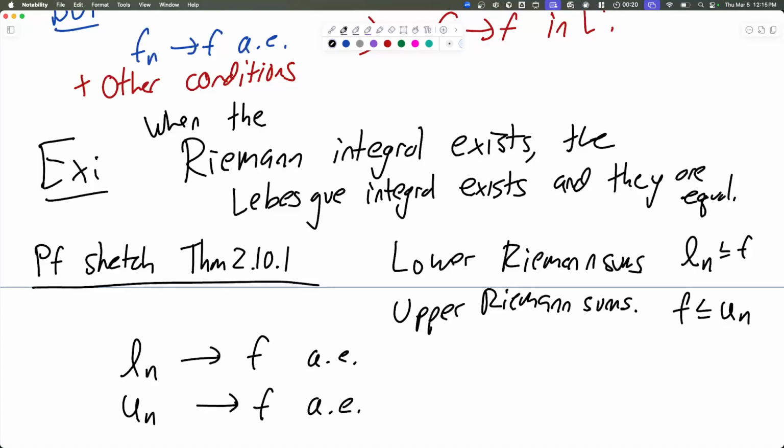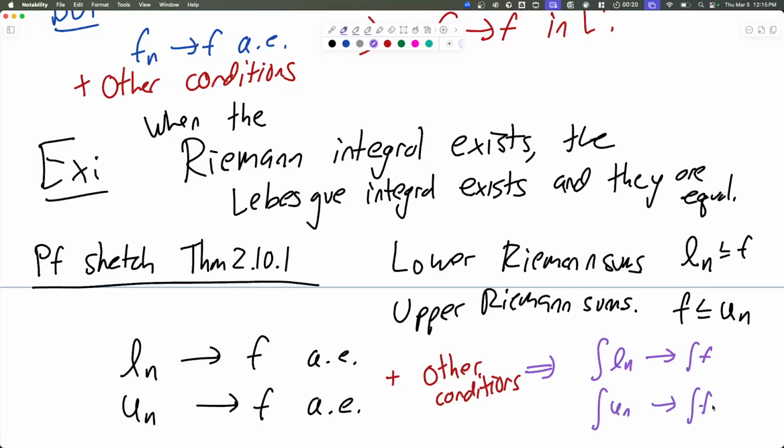Then you check the other conditions. When the function is Riemann integrable, the other conditions will hold, so this is plus other conditions. And you will conclude that the integrals converge: the integral of L_n converges to the integral of f, and the integral of U_n converges to the integral of f, and everything will be good. So this is the kind of application.